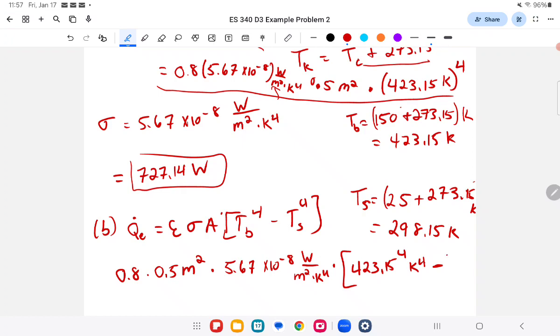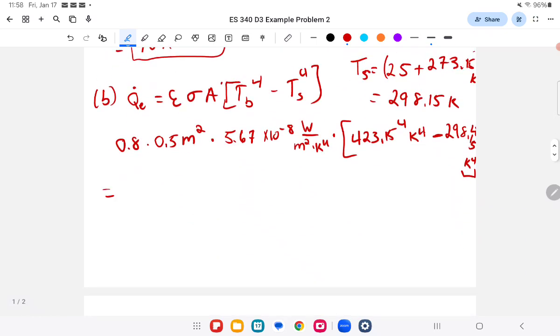Minus 298.15 to the fourth, Kelvin to the fourth. And if you substitute in all those numbers, this ends up working out to approximately 547.9 watts.